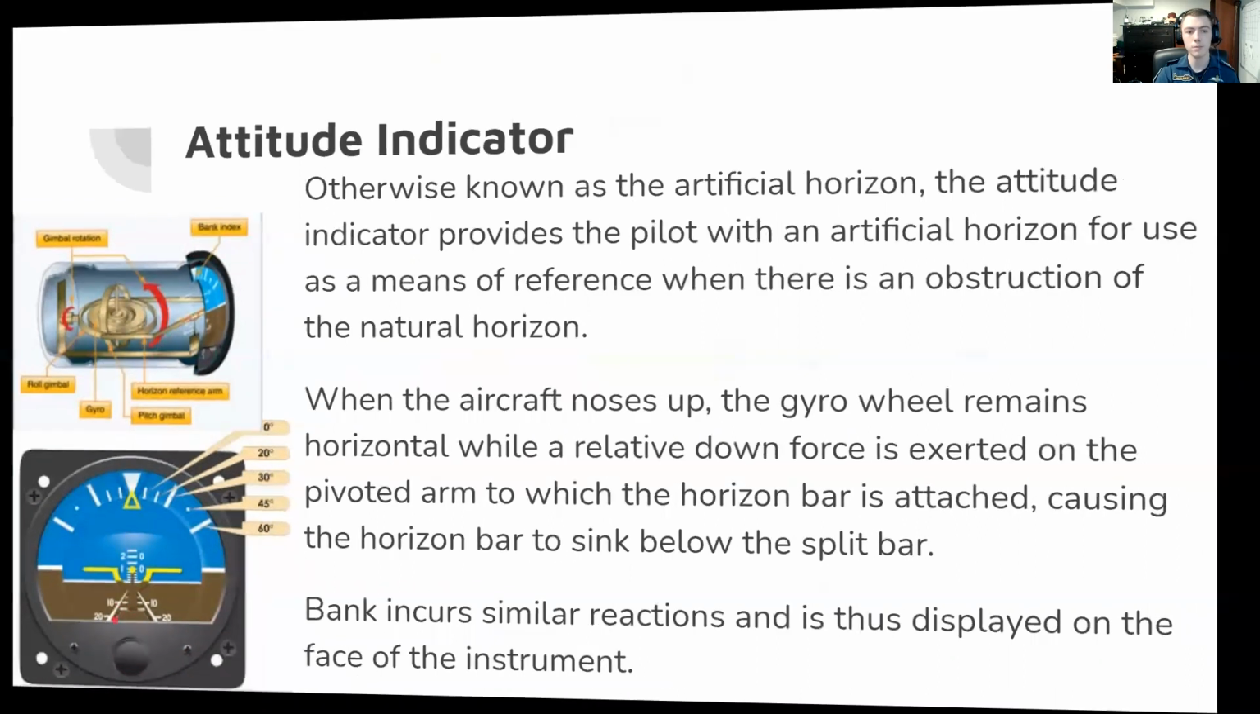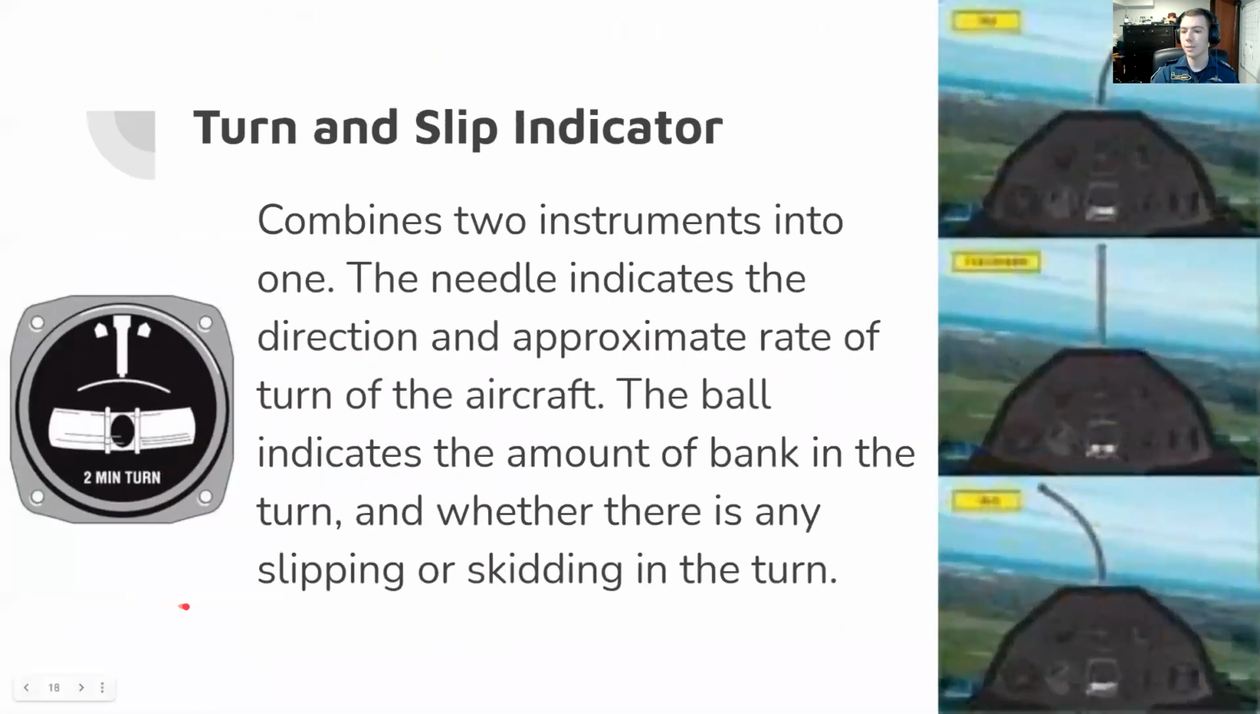Pretty straightforward stuff. Turn and slip indicator. Wow, those are awful pictures in full screen. I apologize. That's not going to be very helpful. Anyway, this is what it looks like. This is a good picture. There's one in a glider. There's one in a Cessna. There's one in most aircraft.